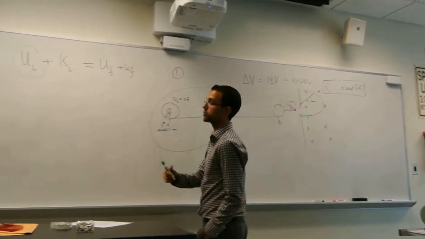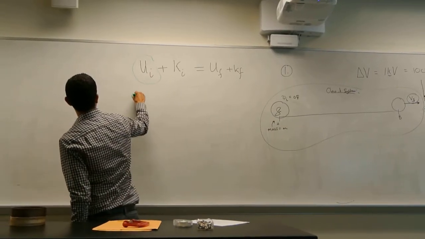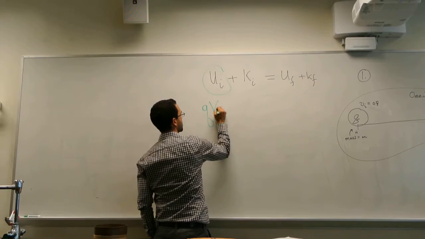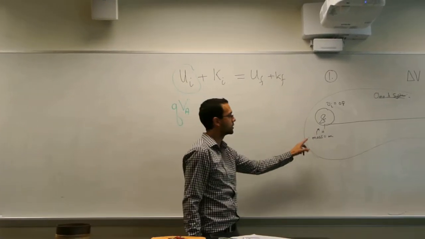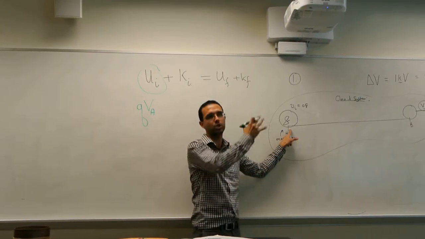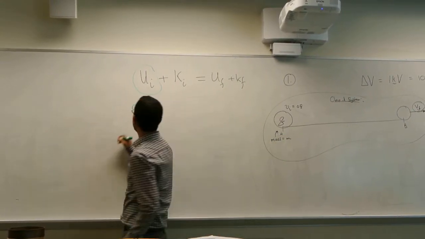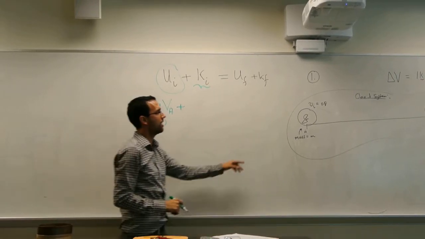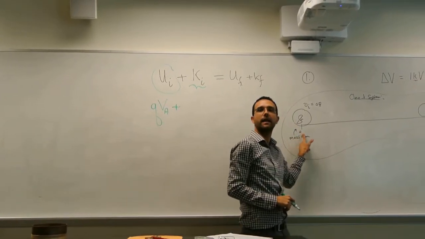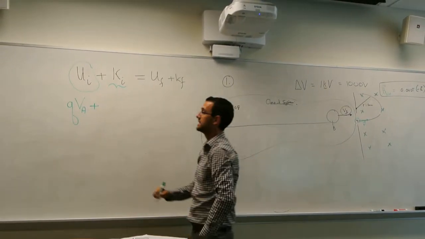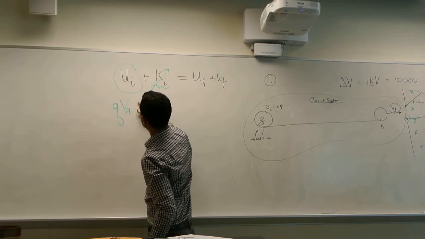QV, charge times voltage. So this is going to be the charge of the ion multiplied by the voltage at point A, the location where the charge is initially. Plus, what should the kinetic energy be of that ion when it is at point A? Remember, it says that it starts from rest, so how much kinetic energy does it have? 0. Excellent. So this term is actually 0.